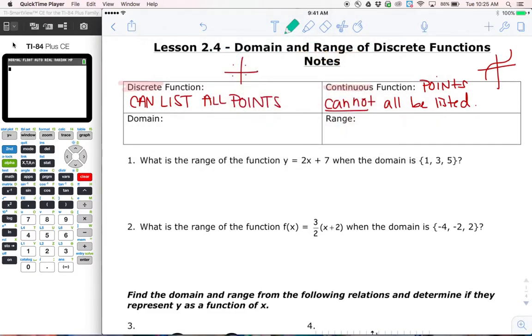Now the domain, you guys remember, it's just a fancy way to say x values. So domain are just all your x values. And then the range is my other one. Range is all my y values.